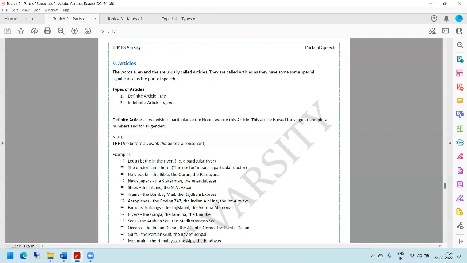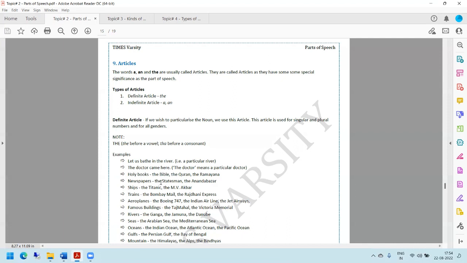Similarly, other holy books, the Bible, the Quran, the Ramayana, right? So it should be "the". And of course, again, based on whether it is a consonant or vowel, it should be "the" (thuh) or "the" (thee). Okay. Similarly, the article is used with newspapers.